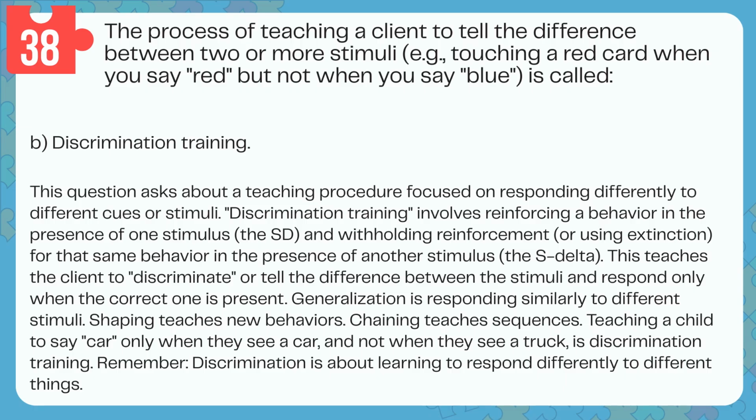Shaping teaches new behaviors. Chaining teaches sequences. Teaching a child to say car only when they see a car and not when they see a truck is discrimination training. Remember, discrimination is about learning to respond differently to different things.